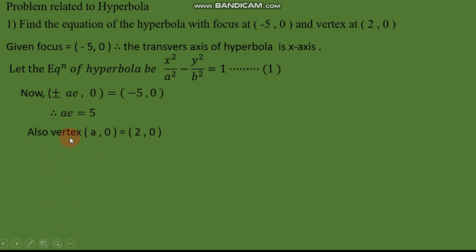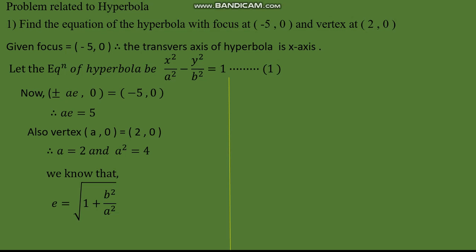And now again we have been given the vertex. The formula for vertex is a, 0. So 2, 0. Equating this we get a equal to 2, so a square equal to 4. Similarly, we know that e equals root of 1 plus b square by a square. Why do we divide b square by a square? Because transverse axis is 2a, so we divide b square by a square.